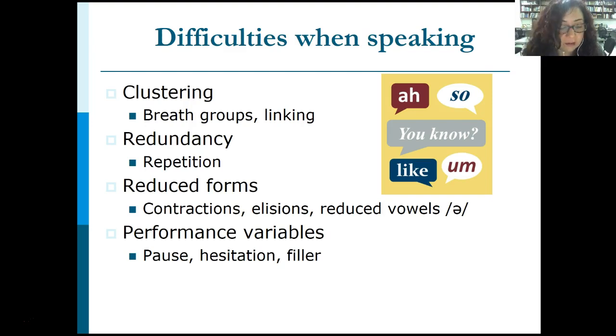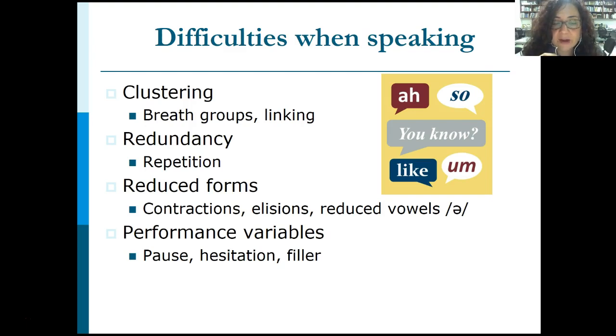Also, this is a normal feature of communication when we repeat things in different ways, let's say. But for students, it might be hard to understand because they think information has already been said. Why is it being repeated, or why is it being changed in a different way? Reduced forms, things like contractions, elisions, reduced vowels like schwa. These present difficulties for students in terms of comprehension. They might have a difficulty understanding this phenomena.